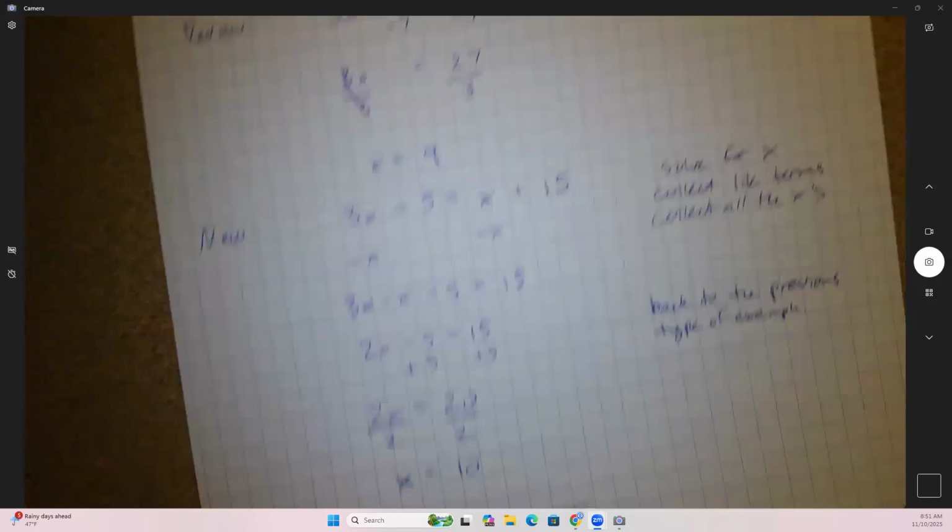One more example. We talked about the distributive property last week.